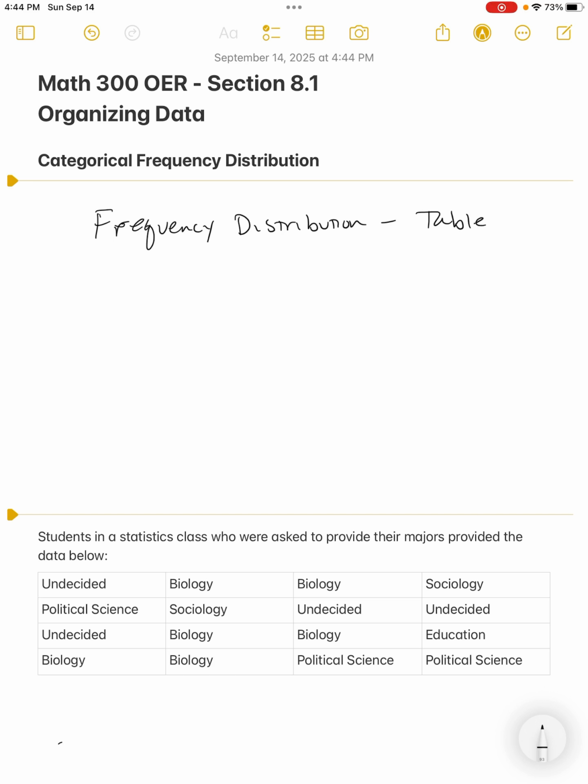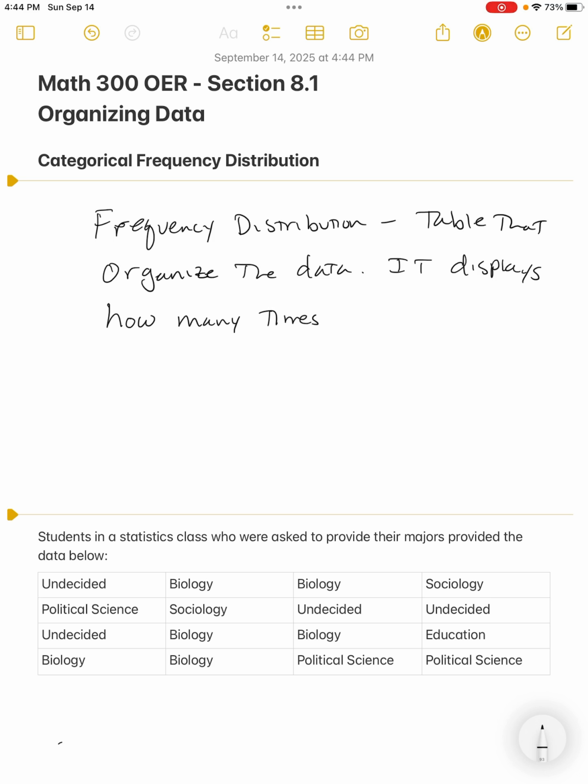And the frequency distribution, like I said, is a table that organizes the data. It displays how many times a data element appears. Okay, so I think this will make sense as we go forward and work in each of three distinct areas.